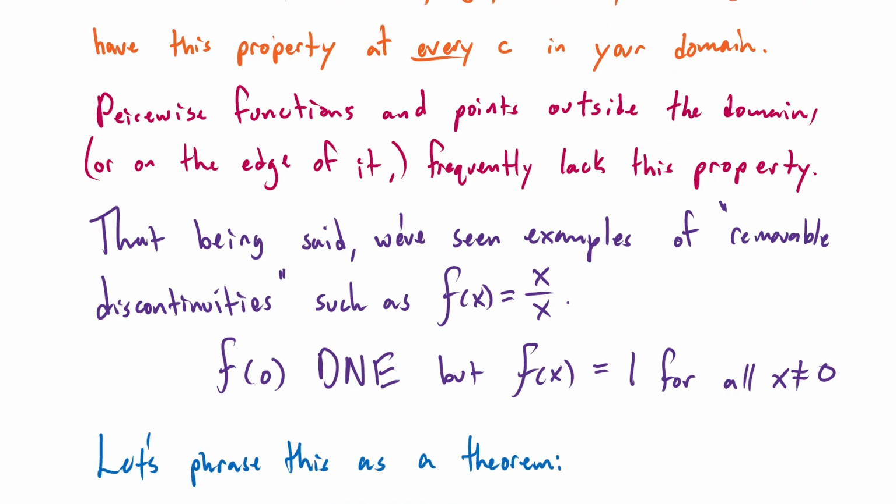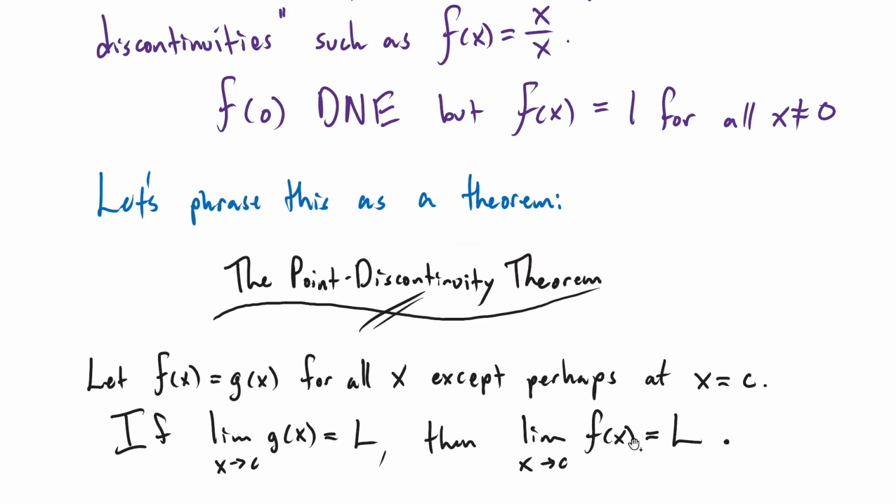So let's generalize this observation into a theorem. We'll call it the point discontinuity theorem. And it says that if we have two functions, f(x) and g(x), and they are equal to each other, except perhaps at one single point, the point we're approaching, c, then if we know that one of those functions has a limit of L as x approaches c, then so must the other.